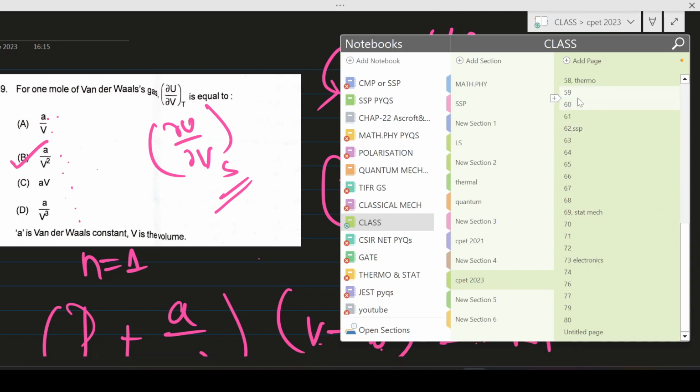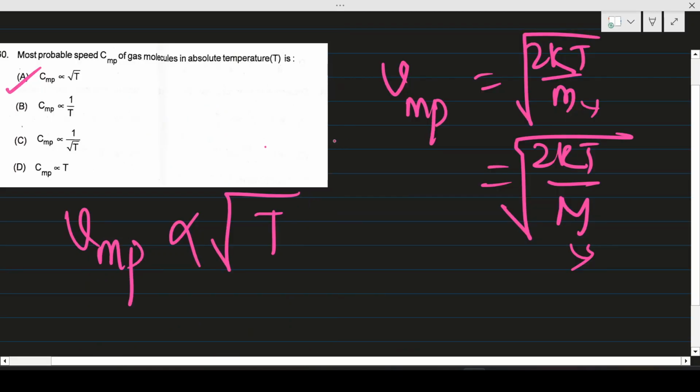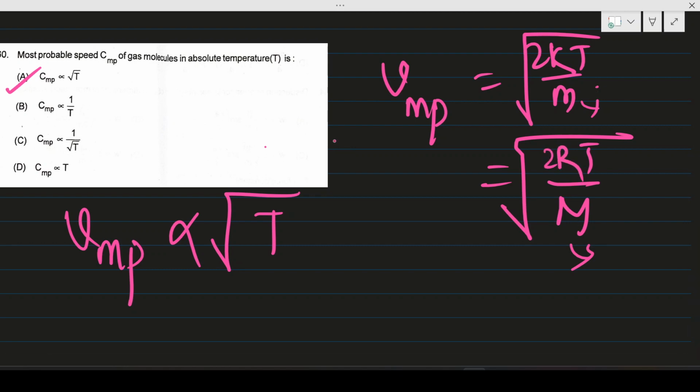Next, the most probable speed Cmp of a gas molecule at absolute temperature T. The most probable speed formula is square root of 2kT/m, or square root of 2RT/M, where small m is mass and capital M is molar mass. So basically the most probable speed is directly proportional to the square root of T.